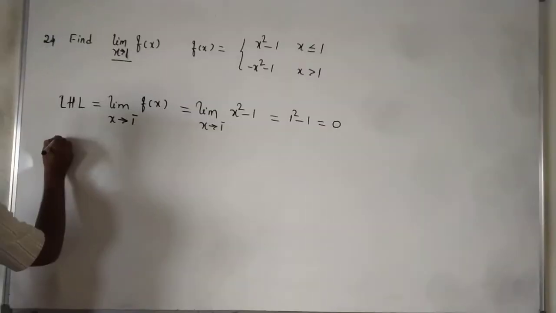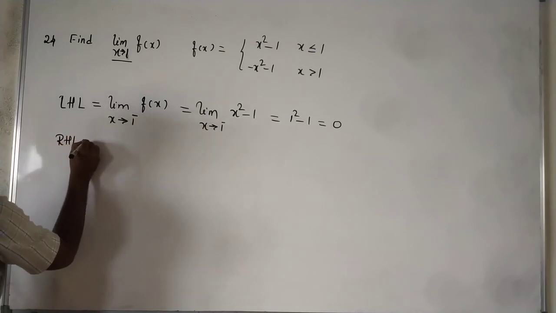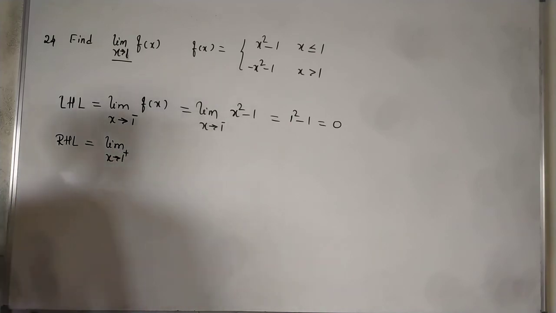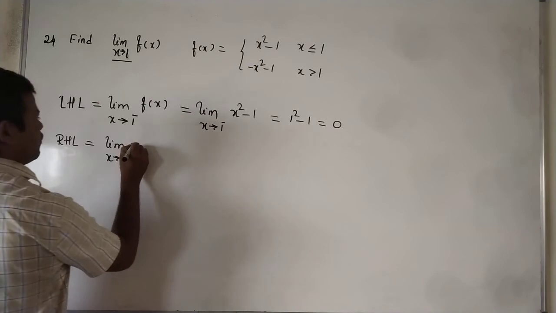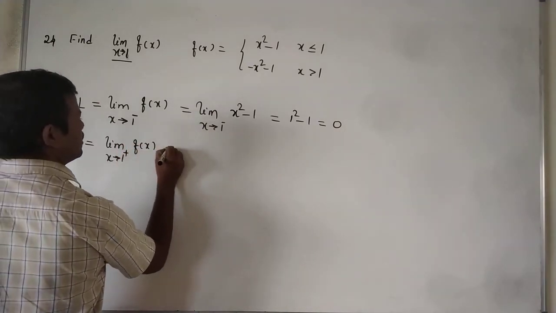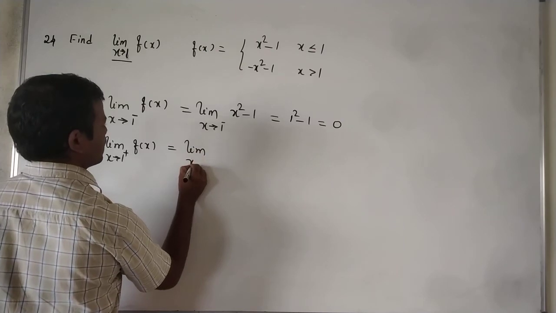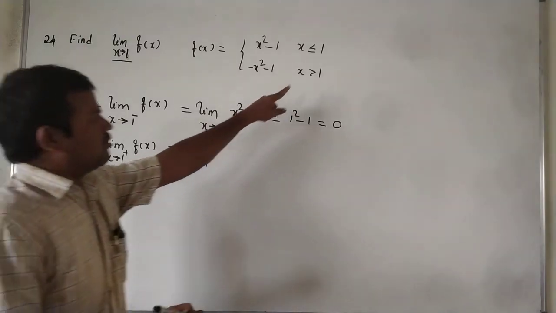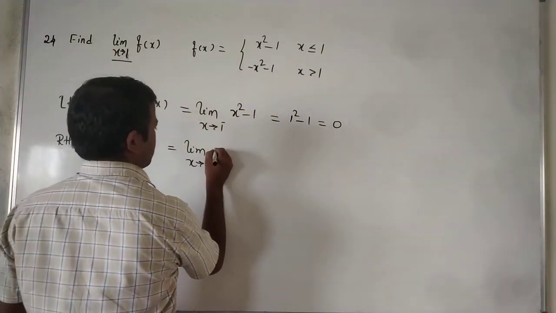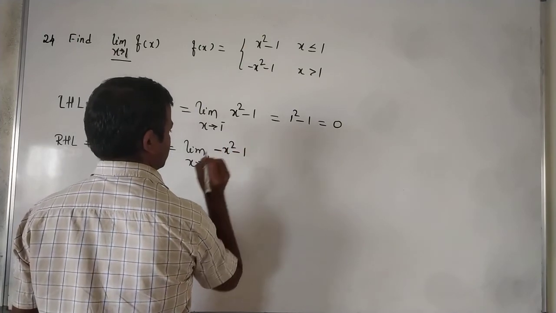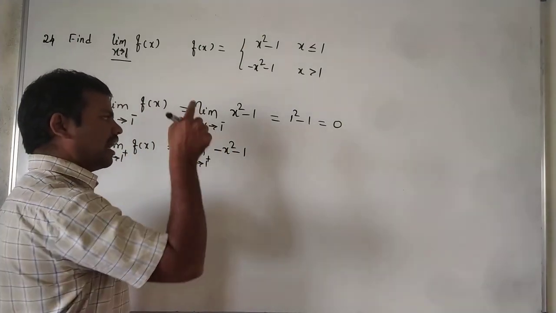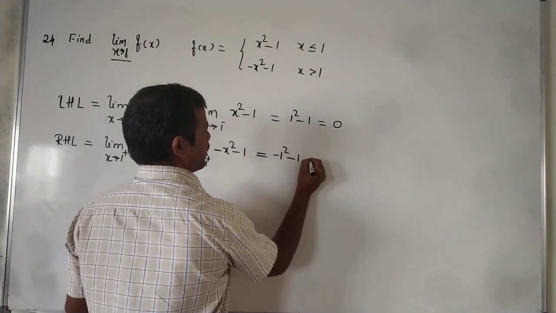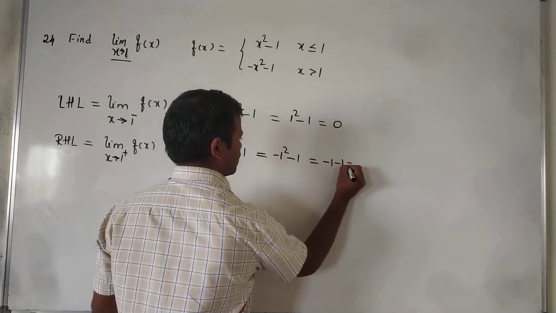Next, RHL is equal to the limit as x tends to 1 plus of f of x. 1 plus means greater than 1, so which function is there? That is minus x square minus 1. Now where there is x we have to put 1. So that is minus 1 square minus 1, that is minus 1 minus 1, which is minus 2.